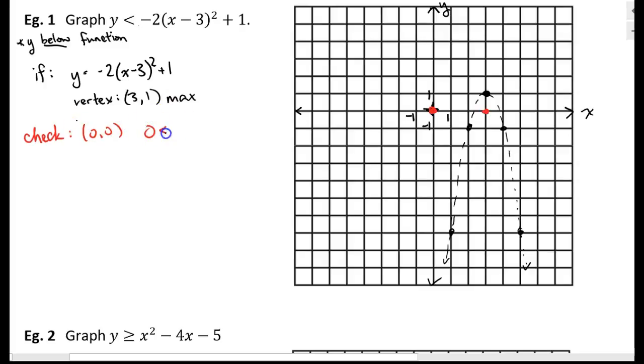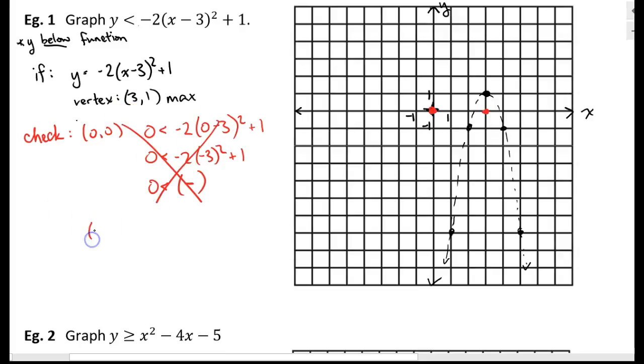So that's going to be 0 is less than negative 2 times (0 minus 3) squared plus 1. So 0 is less than negative 2 times negative 3 squared plus 1. 0 is less than negative 2 times 9 is negative 18, plus 1. That's still going to be a negative number. Is 0 less than a negative? No. So this does not fly.